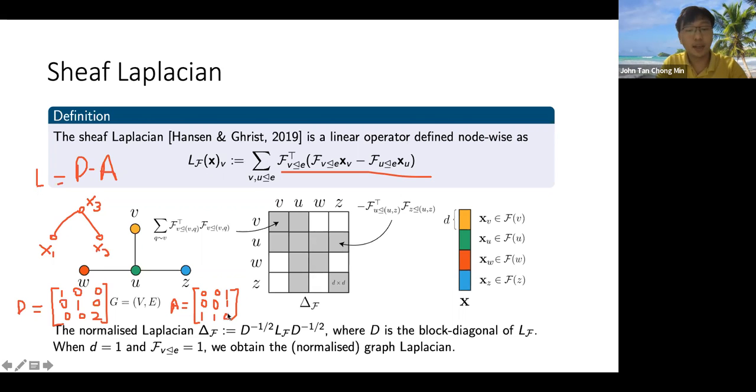And then overall, when you take L minus A, what will you get? You will get this matrix over here. So the first row will be like that, 1, 0, minus 1. The second row will be 0, 1, minus 1. And then the last row will be minus 1, minus 1, 2.